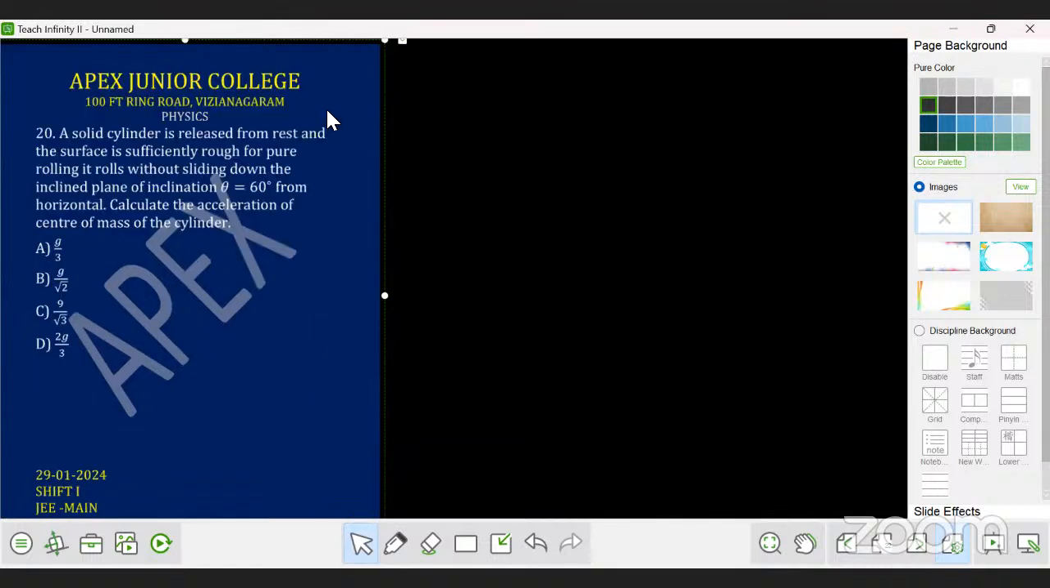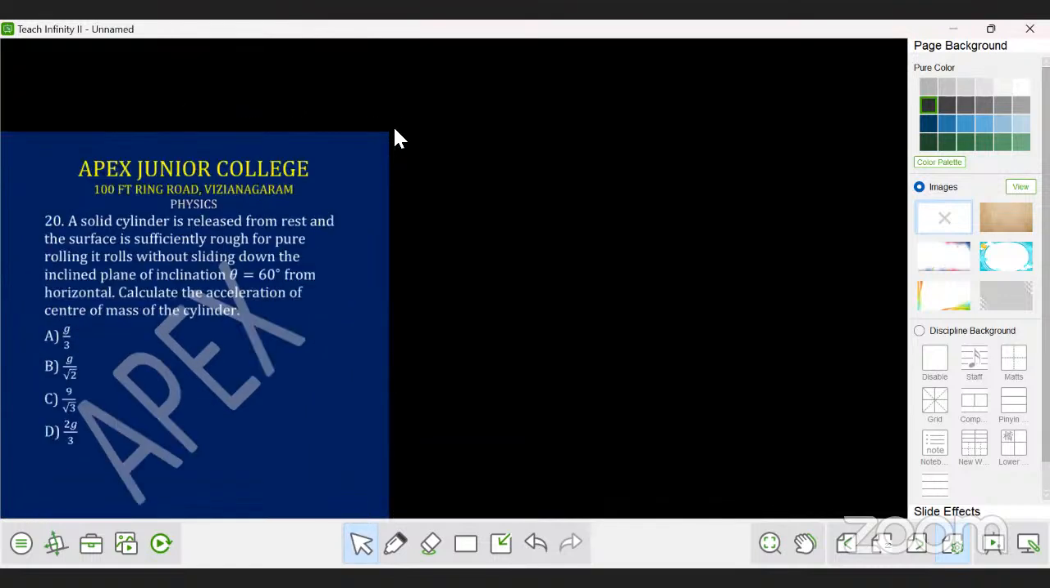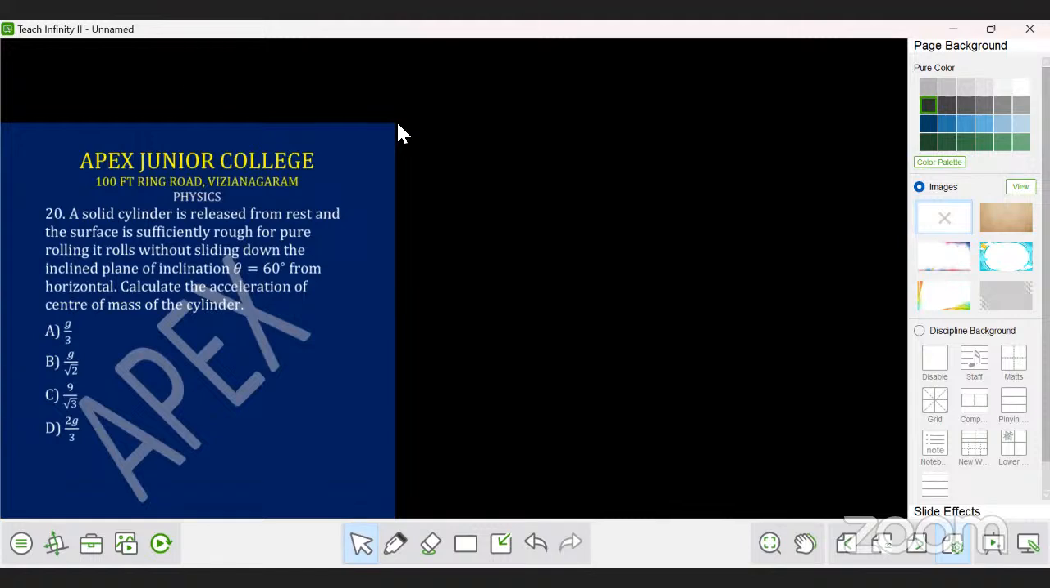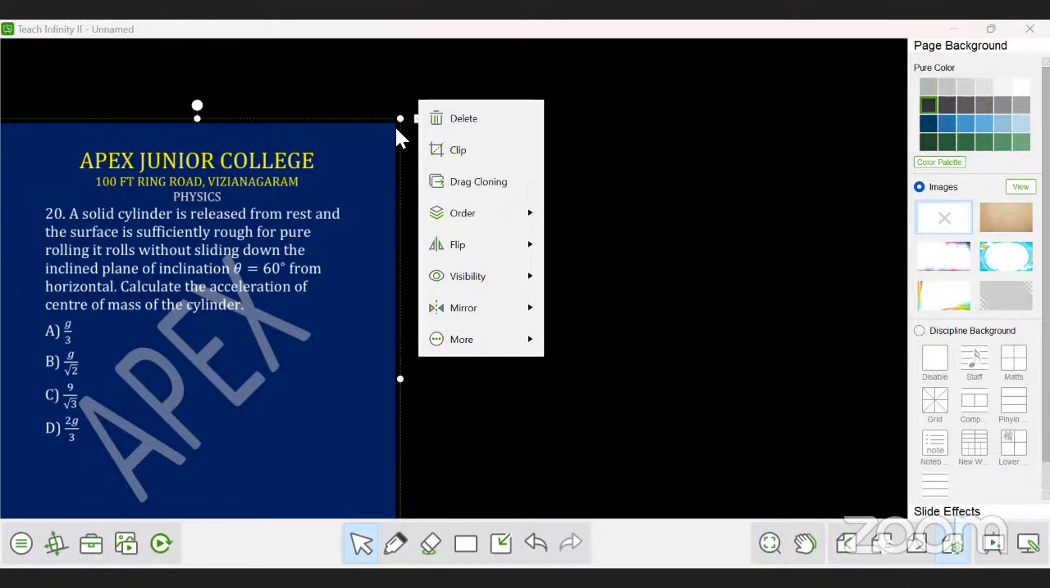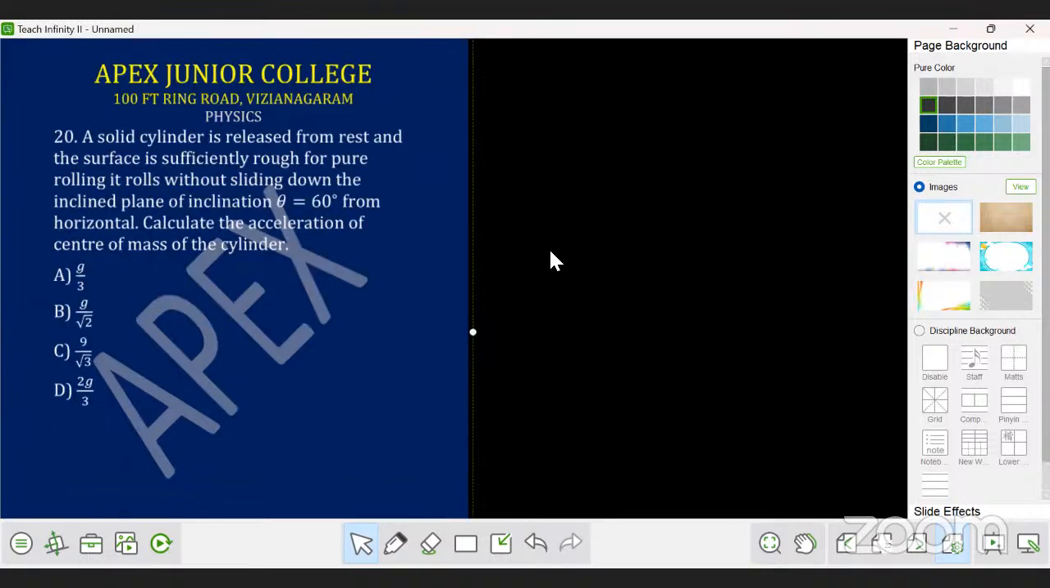Next, question number 20. If you just learn all these formulae, definitely similar questions will be given in the next few examinations. Tomorrow, most of our students have an examination tomorrow. So then you can face all these similar questions also.